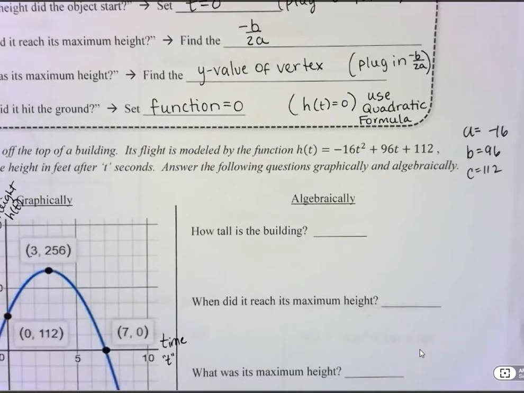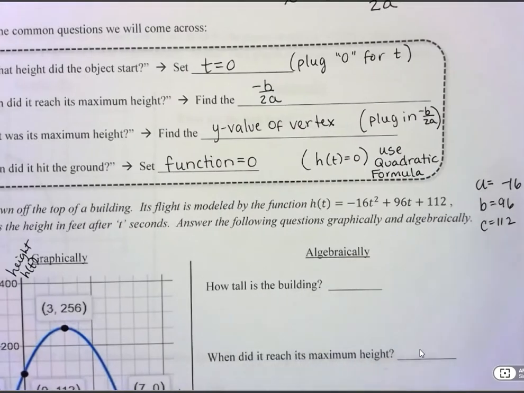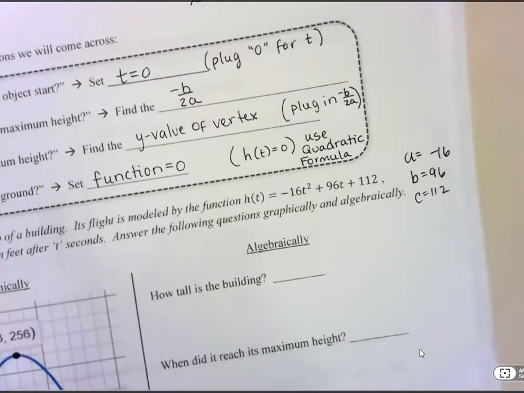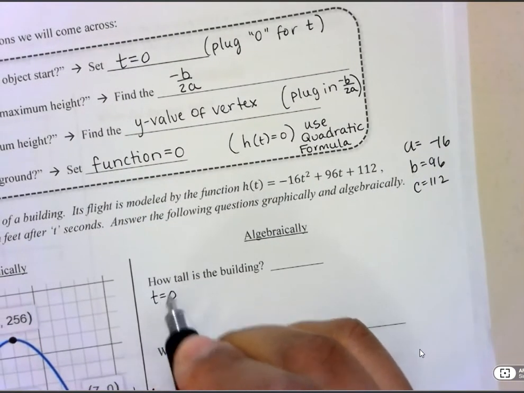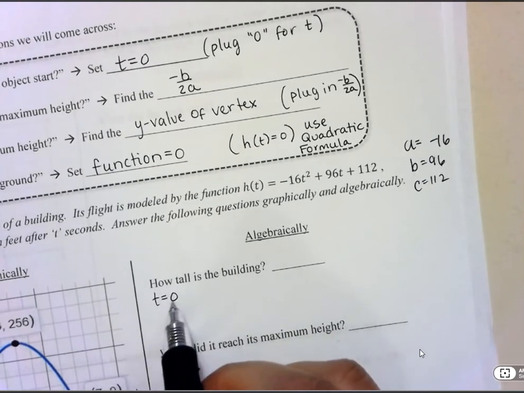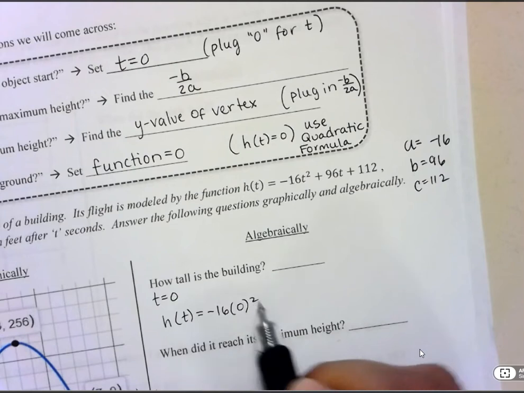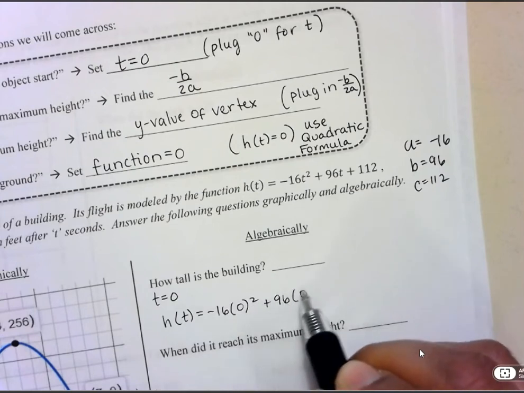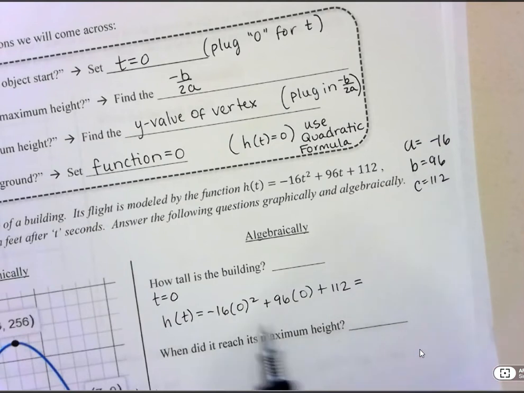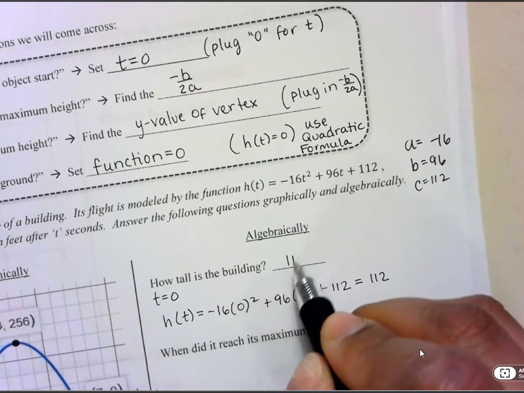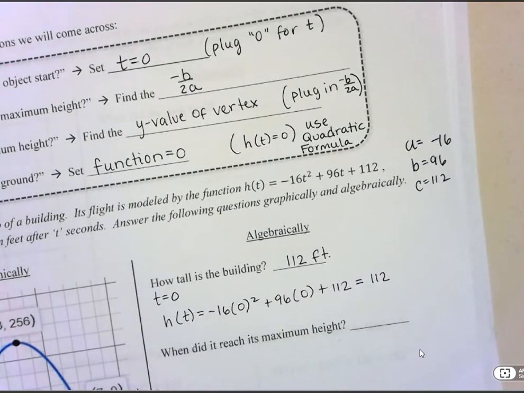Now we're going to pretend that we don't have the graph, and how would we do it algebraically? How tall is the building? Well, you need to understand that the ball is on top of the building at the beginning. So you need to take t and set it equal to 0. So we're going to plug in 0 for t and take the function. What is the height when time equals 0? You use your calculator and you get 112. So the height of the building is 112 feet.